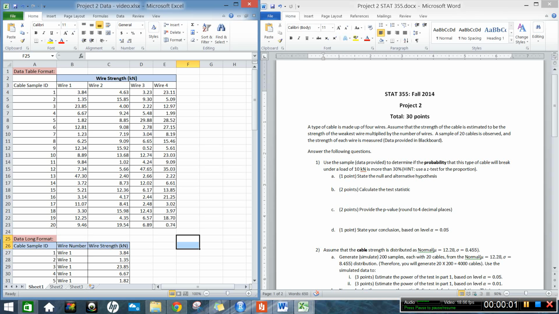Project 2, Stat 355. The first thing you'll notice is that this is the same data set that we used in Project 1. So when you open it up, it'll look exactly the same as when you first opened up the data set for Project 1.